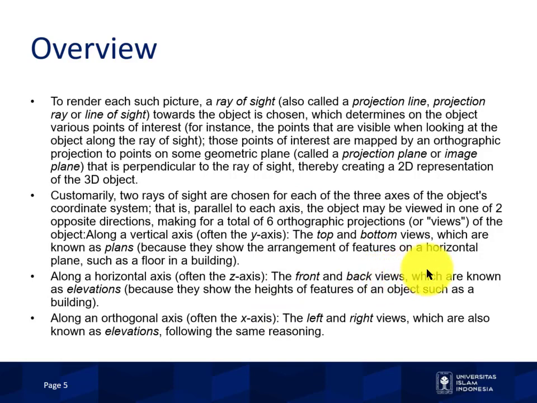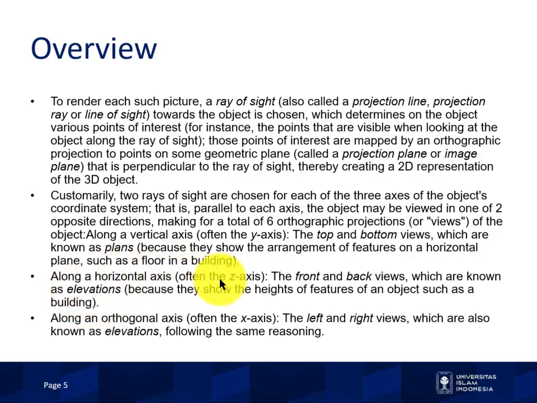the top and bottom views, which are known as plans, because they show the arrangement of features on a horizontal plane. The view is from the top, so our position is at the top of the object, and we look at the object at the bottom, such as the floor in a building.